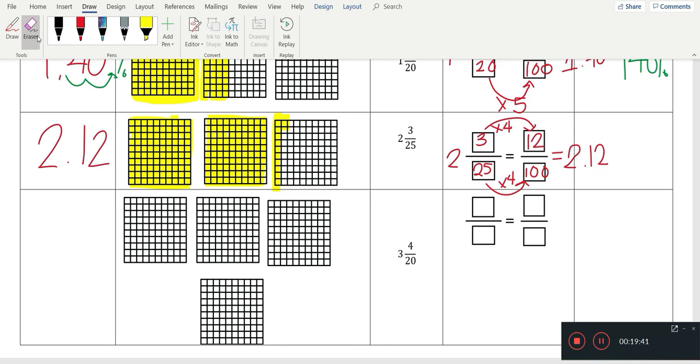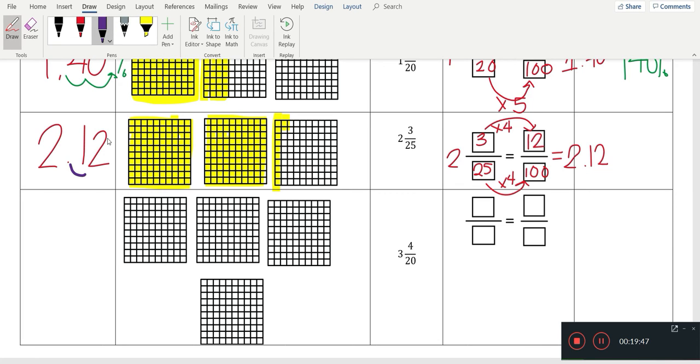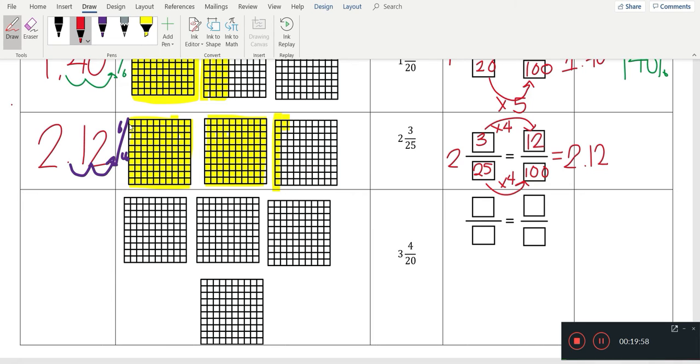Okay. So when we move the decimal point to the right, 1, 2. So make a percent symbol, 212%. So therefore, if I'm going to write down here, this will become 212%. Okay, easy peasy. And the last one, we have now 3 and 4 over 20.